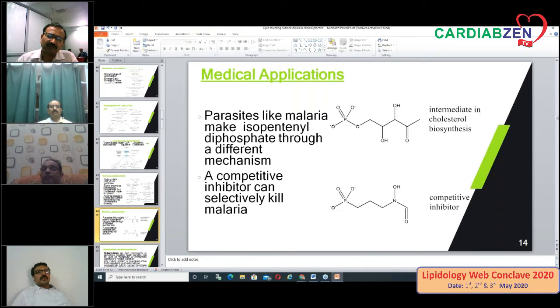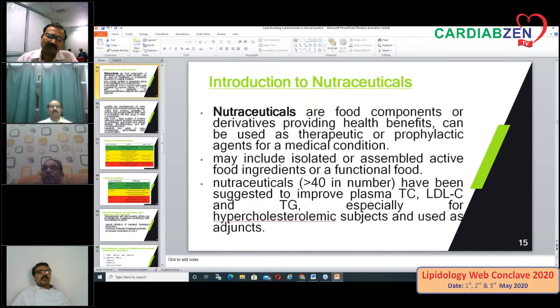So far as the medical applications of these processes are concerned, there are a few parasites like malaria. They make isopentenyl diphosphate through a different mechanism. A competitive inhibition can selectively kill the malaria parasite. This is how the mechanistic evaluation of the biosynthetic pathway can enrich the knowledge of how to use nutraceuticals or other available naturally occurring products.